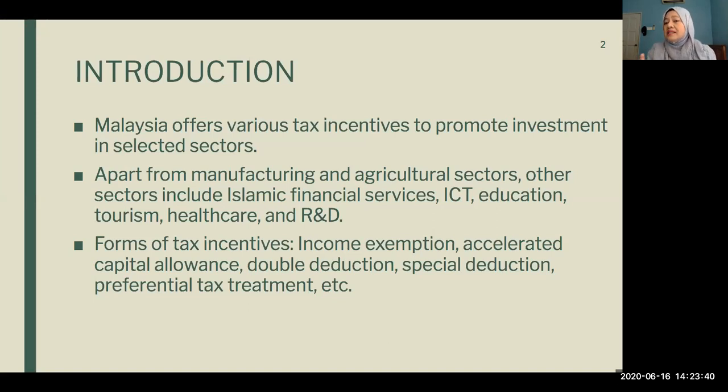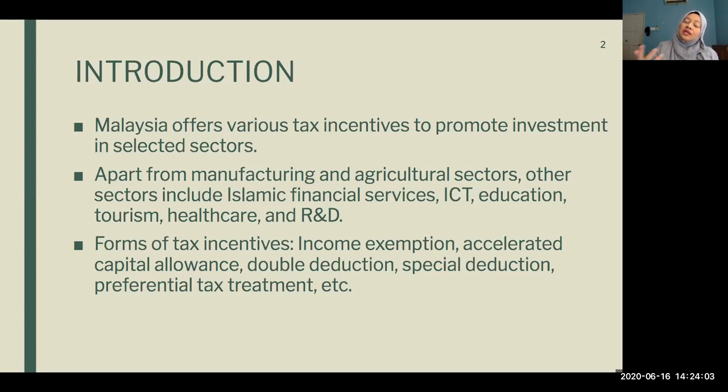So all these are what we call incentives. When you have all these incentives, at the end of the day, it will give a lower chargeable income. Lower chargeable income is translated into lower tax liability. So that's what business is looking for. So to encourage companies to do business, the government has to give a lot of incentives.